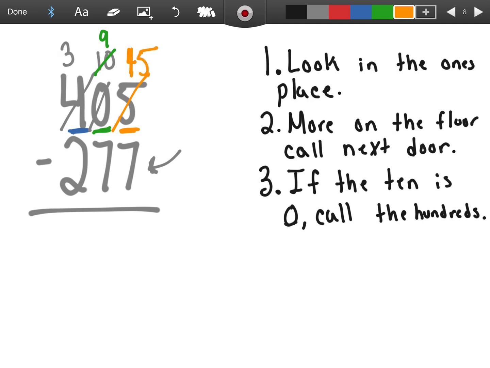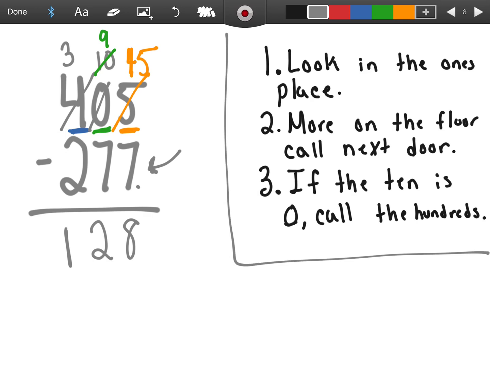So we have 15 minus 7, which is 8. And then we have 9 minus 7, which is 2. And 3 minus 2, which is 1. So we looked in the tens place. There was more on the floor, so we called next door. The 10 was 0, so we had to call the hundreds. So we followed these steps to try and subtract this answer, and we got the correct answer.